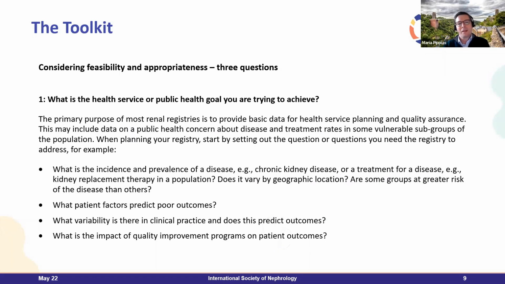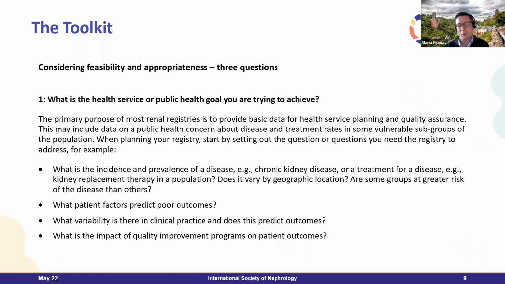And I think people often want to rush into setting up a registry, and I think it's really important to pause and ask 3 questions of yourself and of your country before starting on the path of setting up a registry. And the first is what the health service or public health goal or objective is that you're trying to achieve. And I think for renal registries, it's often very simple.